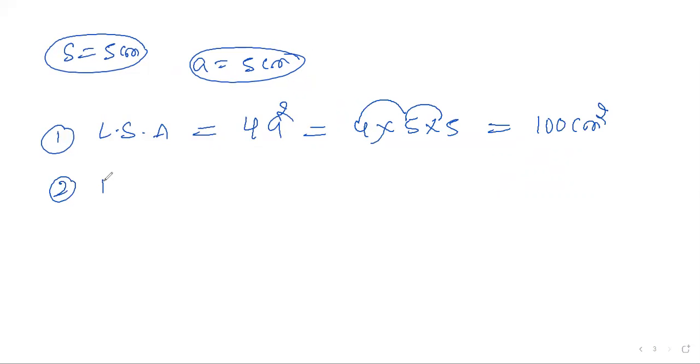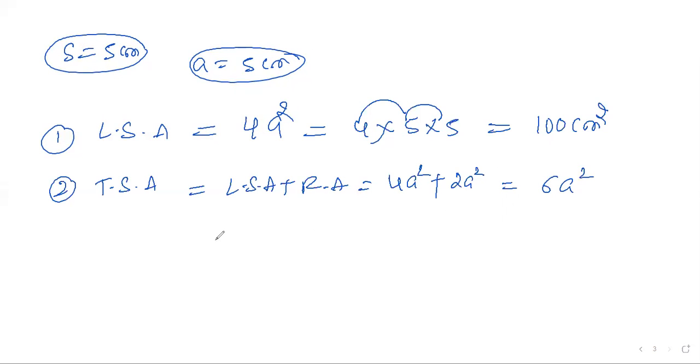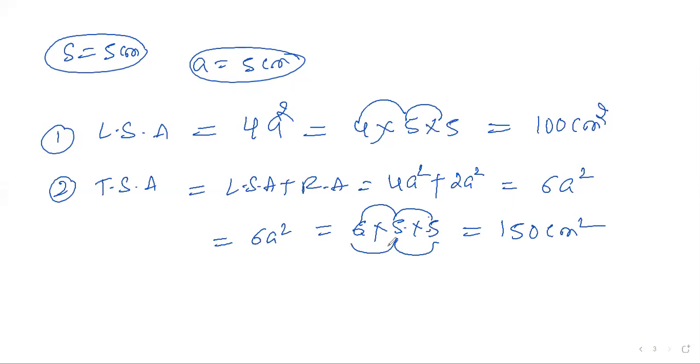Next, the second one is TSA. Total surface area means the lateral surface area plus the rest of the area, which is the top and bottom of the cube. So 4A square, plus the top A square and bottom A square, which is 2A square. So the formula is 6A square. 6 into 5 into 5: 5 fives are 25, 25 times 6 is 150. The answer is 150 centimeters square. That is the TSA, total surface area.